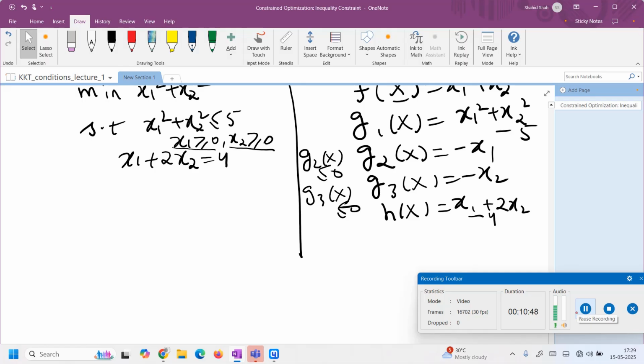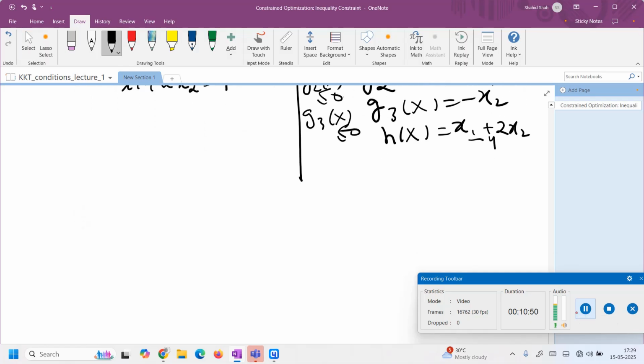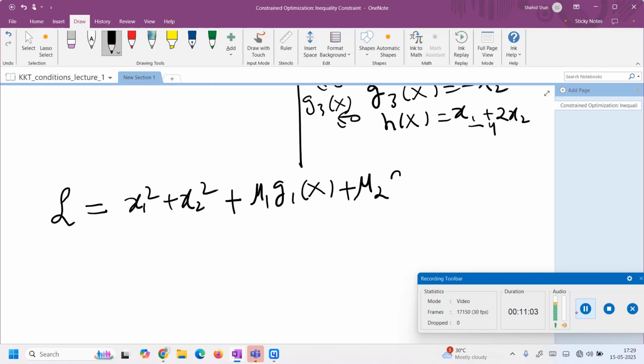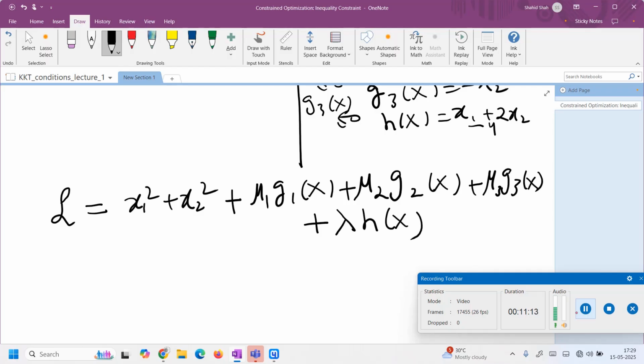Now what is the solution? First form the Lagrangian. So we'll form the Lagrangian like this: f of x, which is x1 square plus x2 square, plus mu1 Lagrange multiplier for g1 of x, plus mu2 Lagrange multiplier corresponding to g2 of x, plus mu3 Lagrange multiplier for g3 of x, plus a lambda for equality constraint h of x. Okay, so now let's write it.